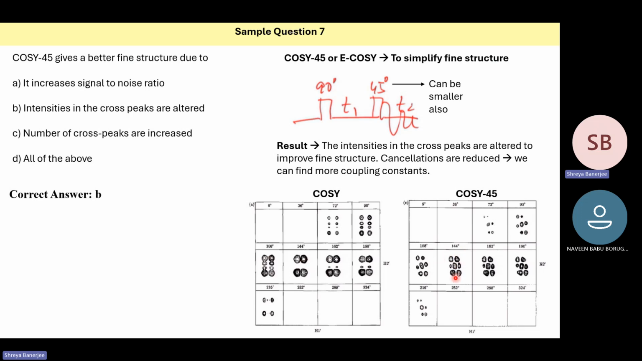So the fine structure is getting resolved more because the intensity in the cross peaks is getting altered and the cancellations of opposite signs are getting reduced. This gives us a better fine structure. This helps us to better derive the coupling constants from the fine structure. So the correct answer is B, that in COSY 45, the intensity in the cross peak is getting altered.